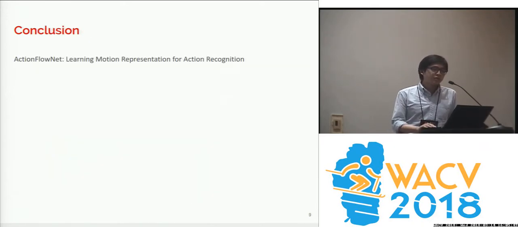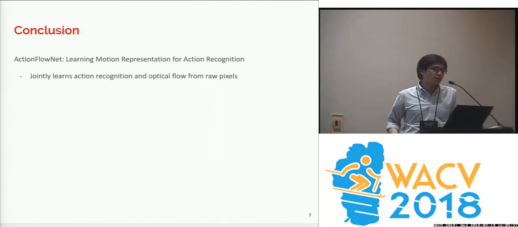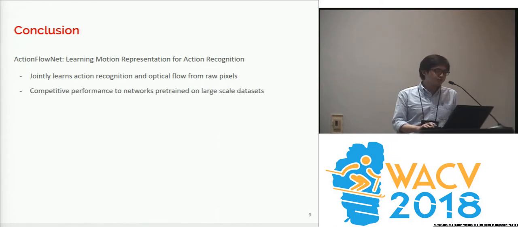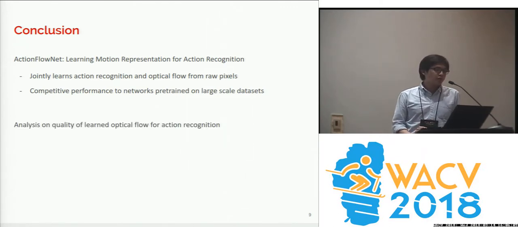So to conclude, we proposed ActionFlowNet to learn motion representation for action recognition. It jointly learns the action recognition and optical flow directly from raw pixels. And it gives competitive performance to the networks pre-trained on large-scale dataset. We also have more analysis on the quality of learned optical flow for action recognition. So please check out our paper for more details.